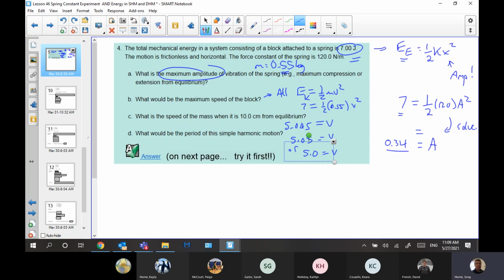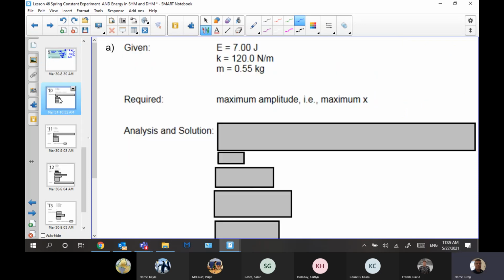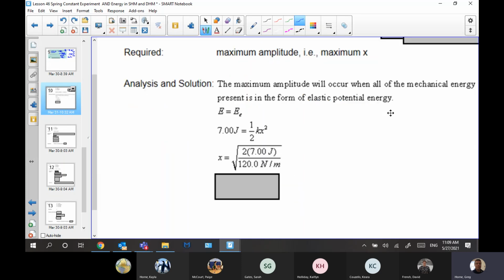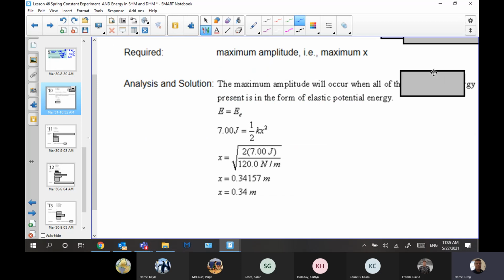I'll just show the first 2 there, the A and B, just what they had. Of course, they're saying the maximum amplitude occurs when you have all of your energy as elastic potential. So exactly as I showed. And then they solve for x and get 0.34. This is just the result of multiplying both sides by 2.